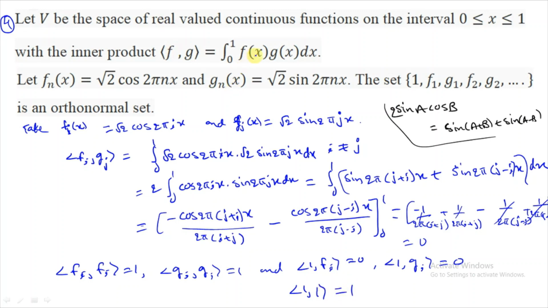The inner product of 1 with 1 means the integral from 0 to 1 of 1 times 1 dx. The integration of 1 is x, so x from 0 to 1 is 1 minus 0, which is 1. That means this set is an orthonormal set.